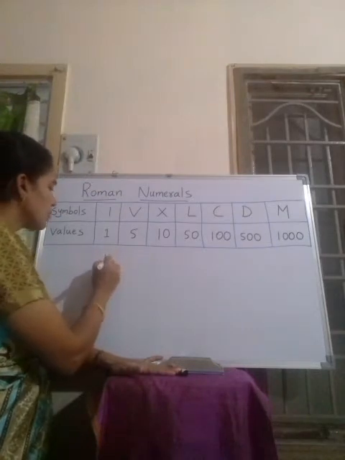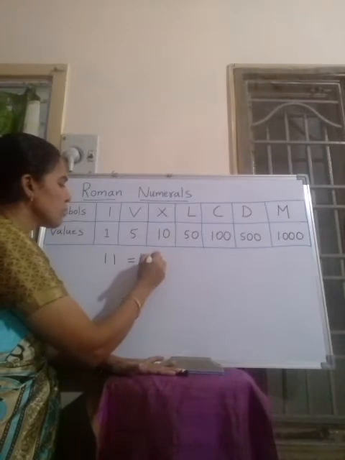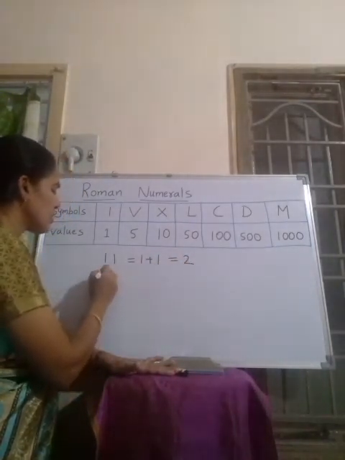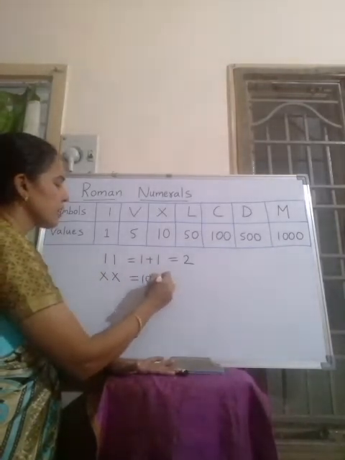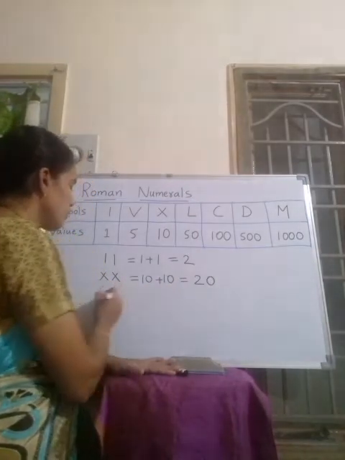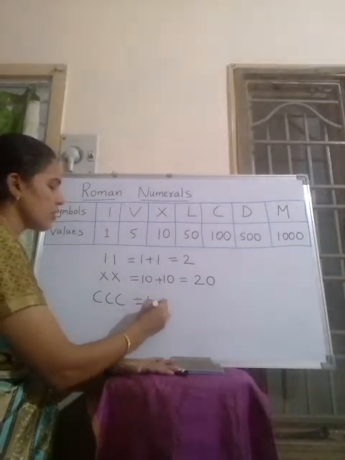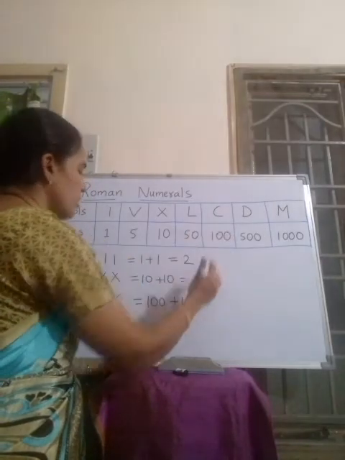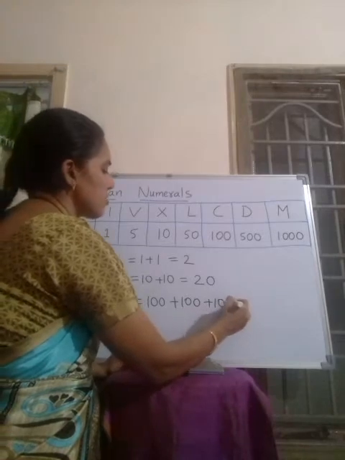For example, the symbol I, if I repeat it 2 times, it means we are adding the value 2 times: 1 plus 1, that is 2. If I repeat the symbol X 2 times, we are again adding the value of X, that is 10, 2 times, that is 20. If I repeat the symbol C 3 times, the value is 100 plus 100 plus 100, that is 300.